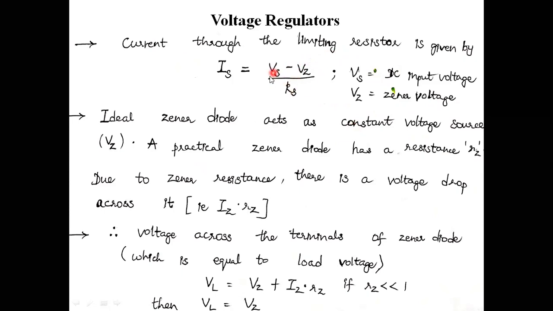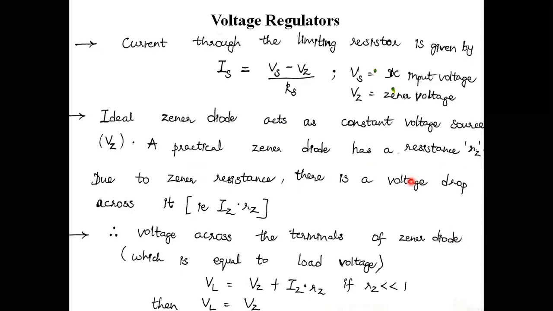But the difference between the source voltage and the Zener voltage, in order to obtain the resultant voltage between these two, I am placing the voltage like this, VS minus VZ by RS. An ideal Zener diode acts as a constant voltage source VZ. A practical Zener diode has a resistance RZ. In ideal condition, the Zener diode acts as a constant voltage source VZ.